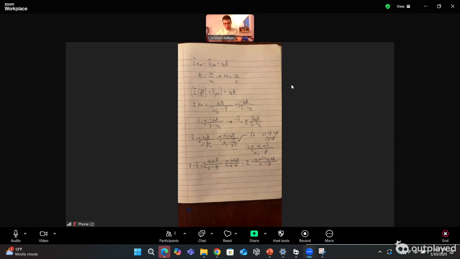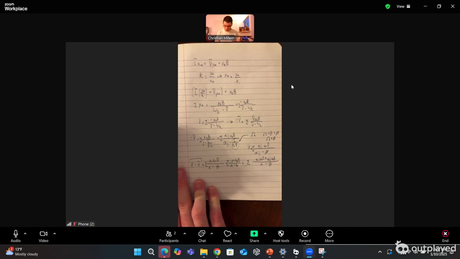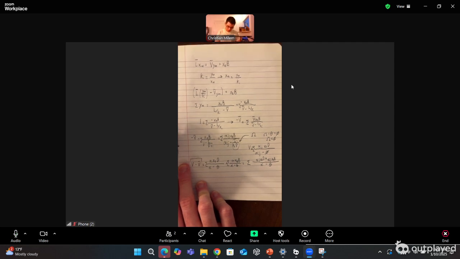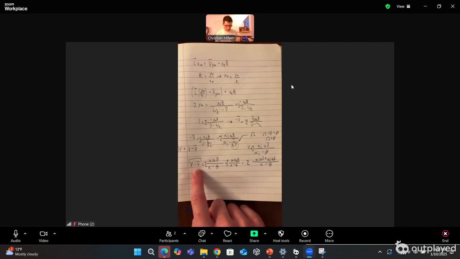So this is what we're left with, and we can apply our overall mass balance to this equation. If we do our mass balance at our feed for our vapor product, we have 1 minus Q times our feed equals V minus V bar. So we can plug that in right here.